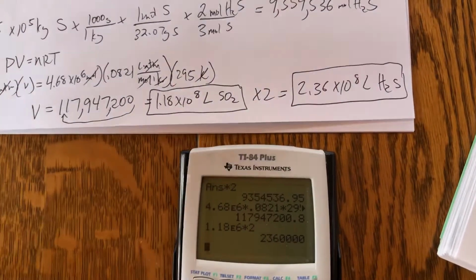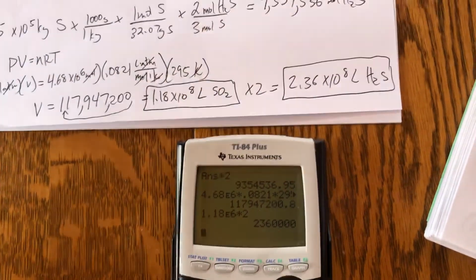And there you have it. This is a combination of stoichiometry and PV equals nRT.